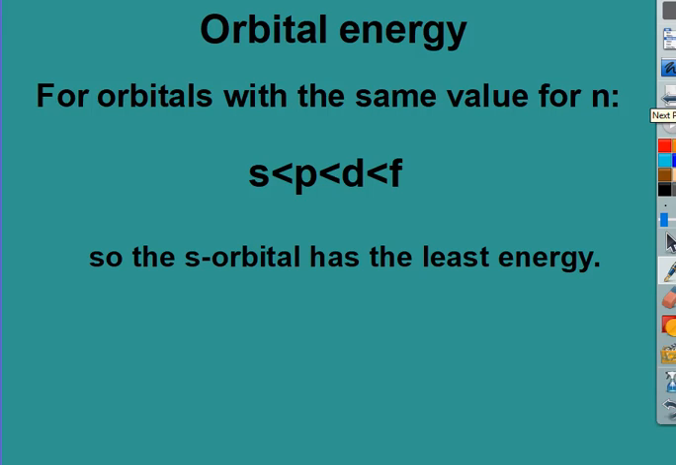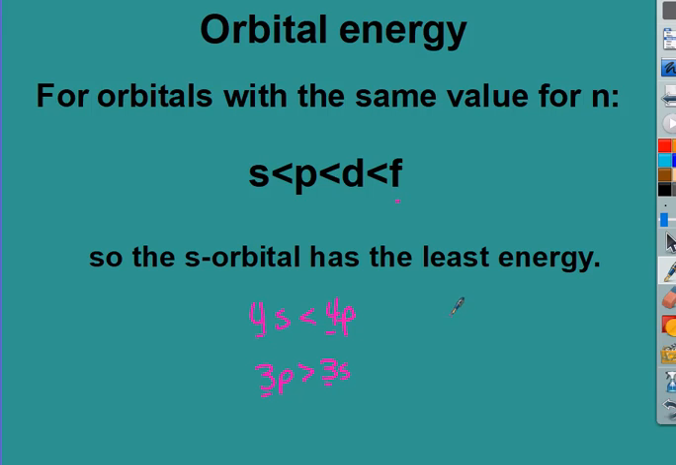Within an energy level, S always has the lowest energy, F always has the largest energy. So 3P is greater in energy than 3S. Because these have the same energy level, or same number in front, we just say S is lowest in energy, F is highest in energy.